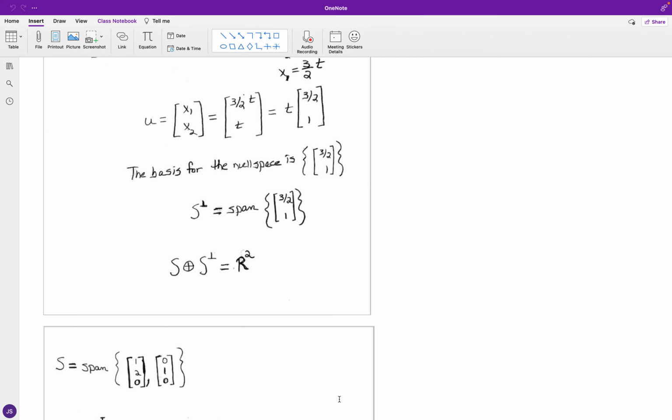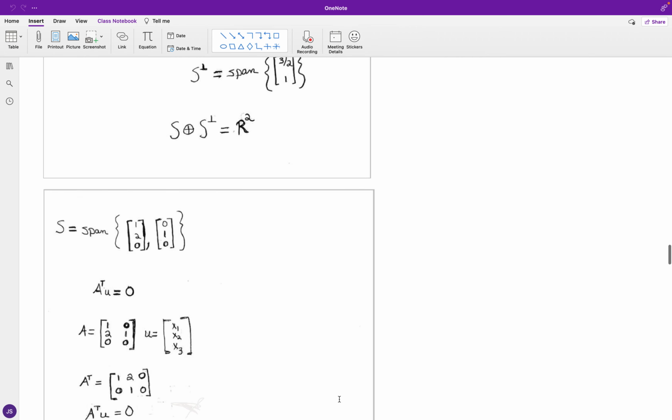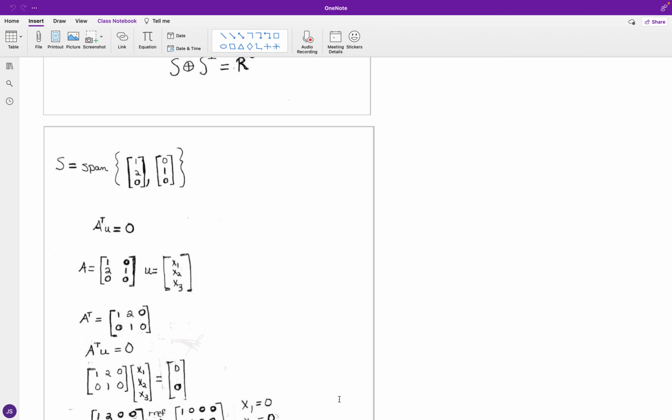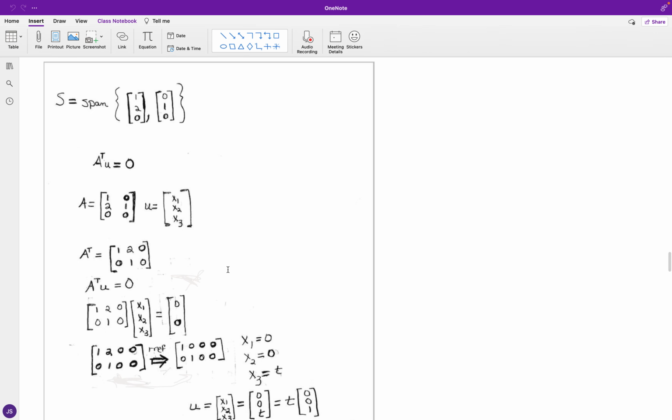Now let's say that we have S to be the span consisting of 1, 2, 0 and 0, 1, 0, and we're looking for the orthogonal complement. So again, just looking for the null space. Now we have A, the coefficient matrix, consisting of 1, 0, 2, 1, 0, 0, and for u we have x1, x2, and x3. And the transpose of A has the top row with 1, 2, 0, and the bottom row with 0, 1, 0.